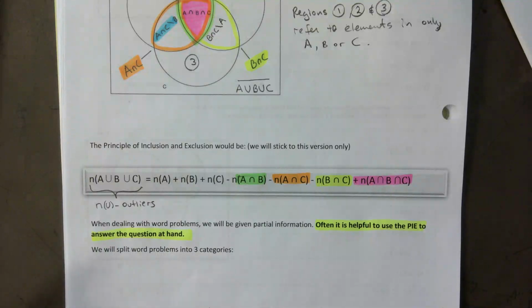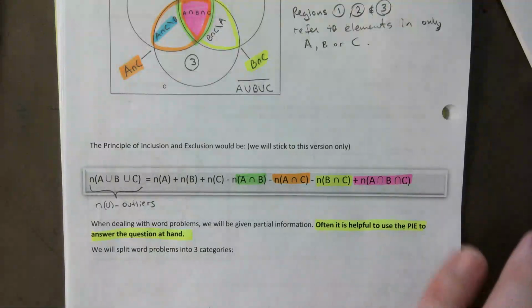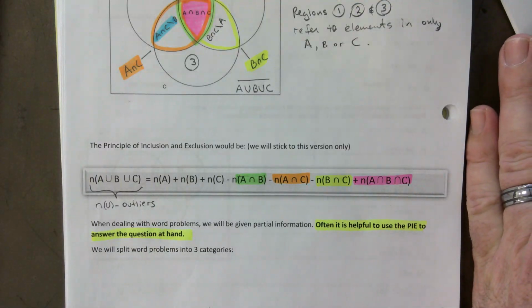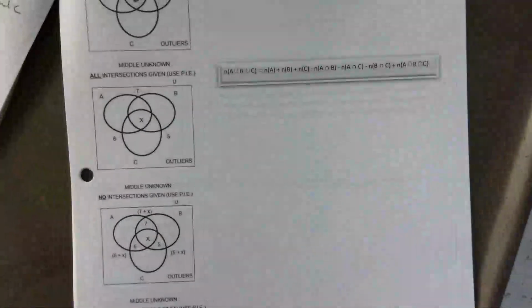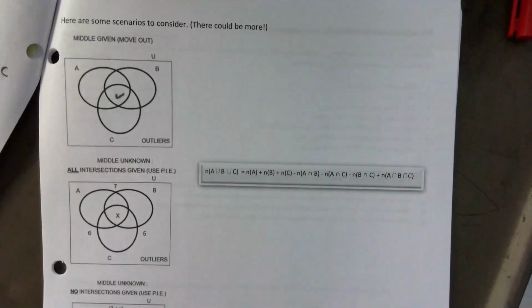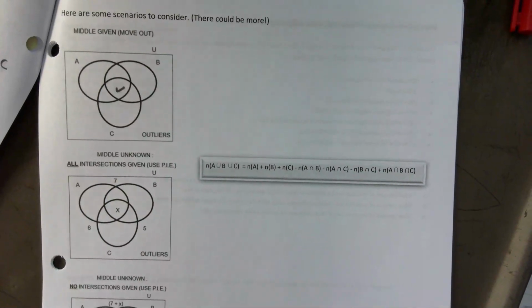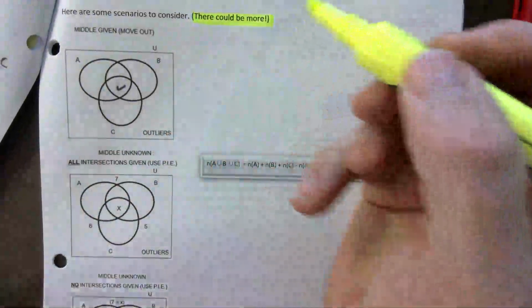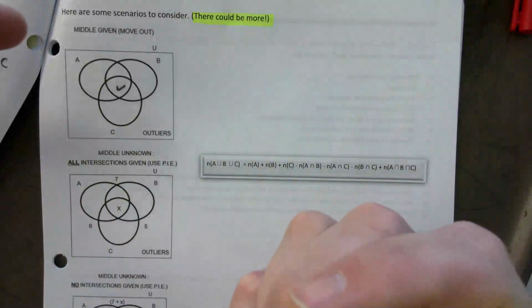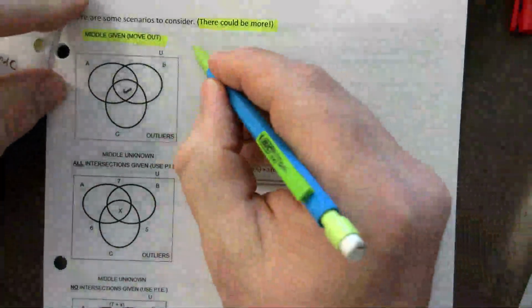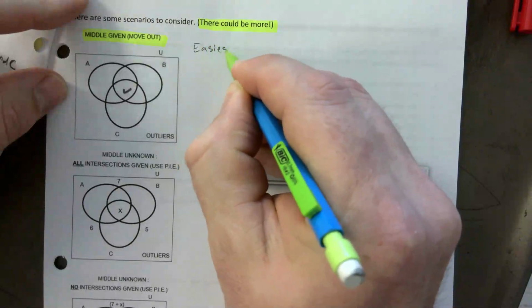And now this is brand new, the page 24, because I can't tell you that every scenario is the same. I cannot guarantee that to you. So I've just kind of broke it down into some scenarios. So come with me to 24. Here you go. Here are some scenarios to consider, but there could be more. Okay, that's my disclaimer. The easiest scenario is middle is given, just move out. Okay? Easiest case.